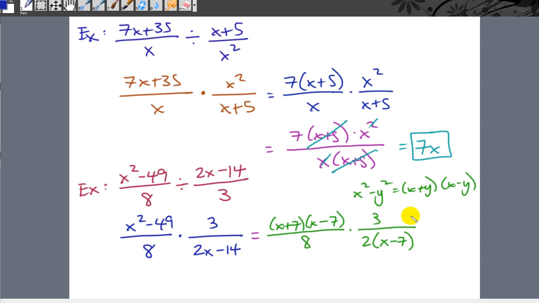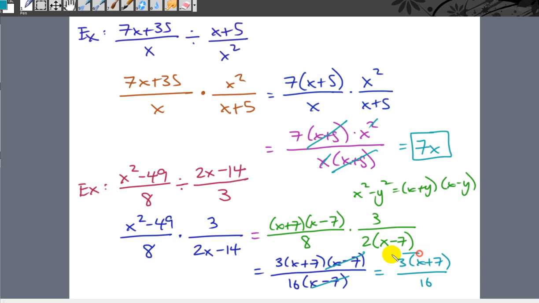Okay, like I showed you earlier, you can multiply them all together. Or, as you can see here, the x minus 7 should cancel out, but I'll show you anyway. We put the 3 in front here, so we have 3 times x plus 7 times x minus 7 over 8 times 2, which is 16, times x minus 7. And look at that, we can cancel, and that's our final answer: 3 times x plus 7 divided by 16. And there we go. That is our answer for that particular problem.